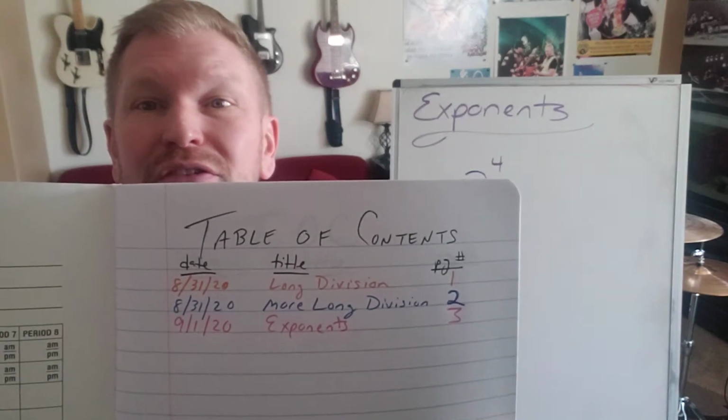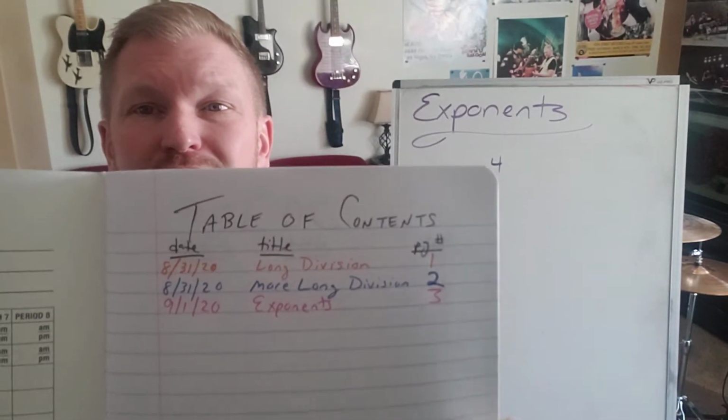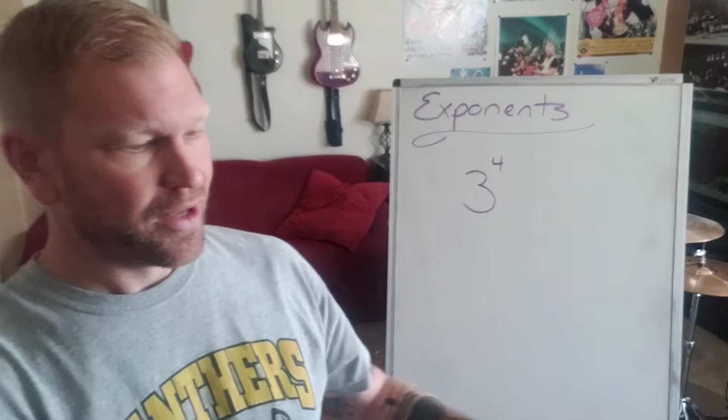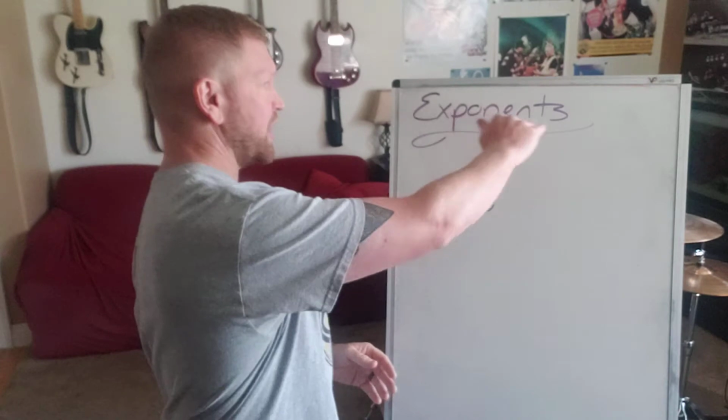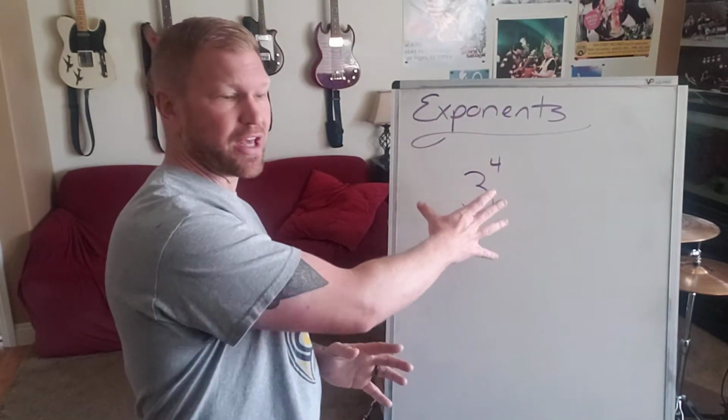So go ahead and pause the video if you need to catch up, but get all that information put into your table of contents. Okay, then once you go to the page number you're on, for me it would be page 3, put the title at the top, Exponents. Here's an example of something with exponents.